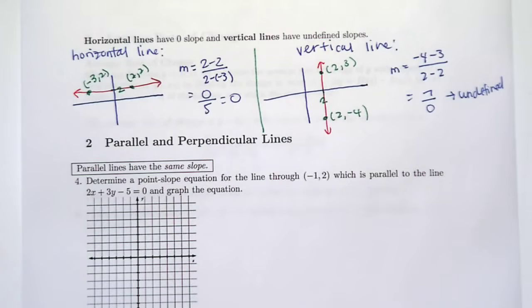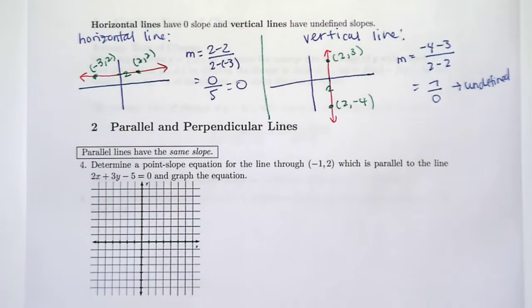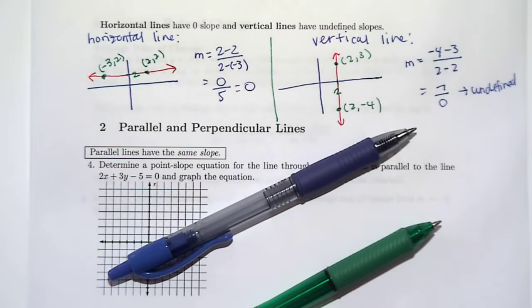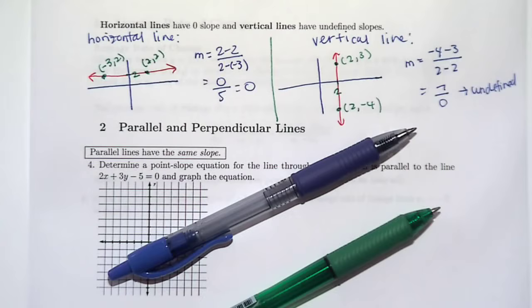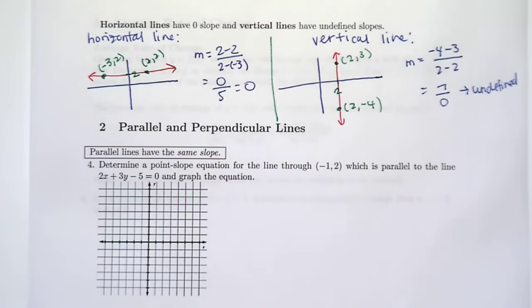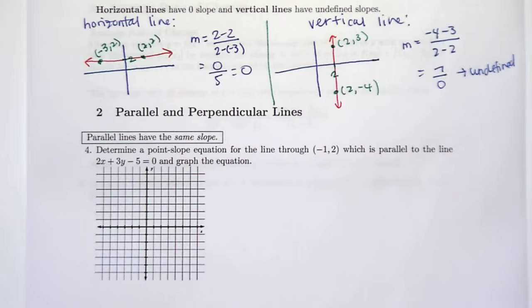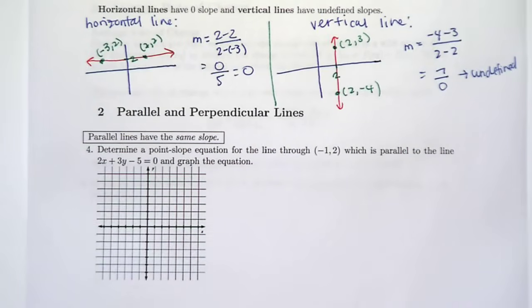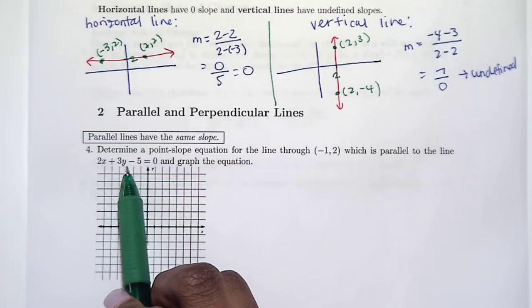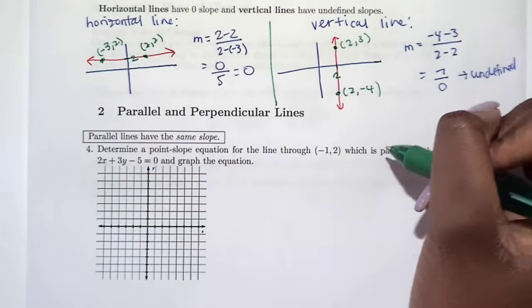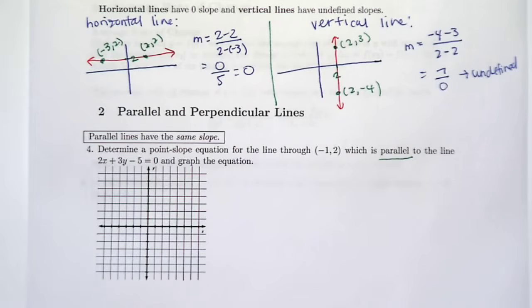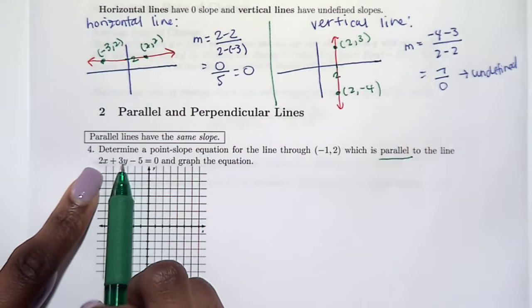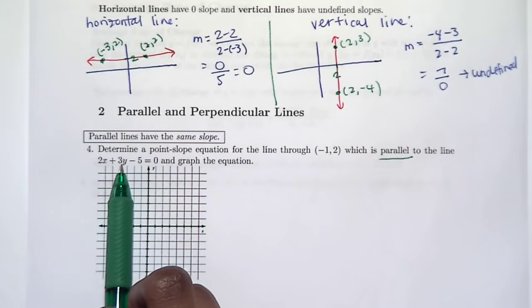Okay, so now let's talk about parallel and perpendicular lines when it comes to slope. So two lines that are parallel, so maybe something like this, they're both going the same way. The rise over run is the same, so that means they're going to have the same slope. So question 4 says, determine a point slope equation for the line through this point, negative 1, 2, which is parallel to the line 2x plus 3y minus 5 equals 0. Alright, important, parallel, our line is going to have the same slope as this line, so let's figure out what the slope is going to be.